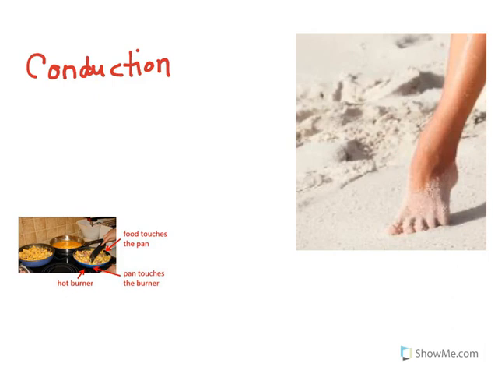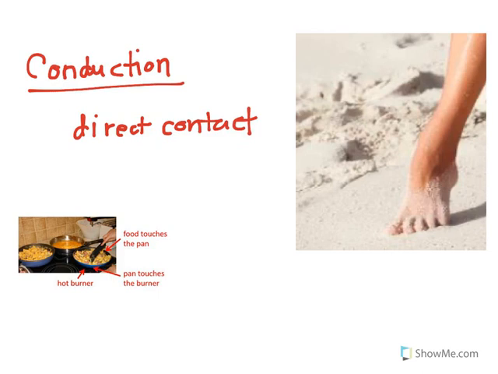When you're looking for examples in your home, conduction happens when you have direct contact with objects. And here's a classic example with food preparation. The hot burner touches the pan. The hot burner is hotter than the pan. The hot burner uses conduction to heat the pan, and then the food is typically colder than the pan, so the heat transfers from the hotter pan to the even cooler food. So here's a classic example of conduction.